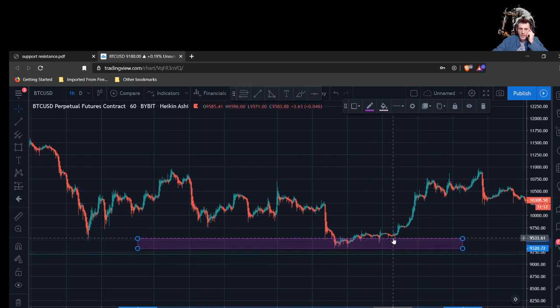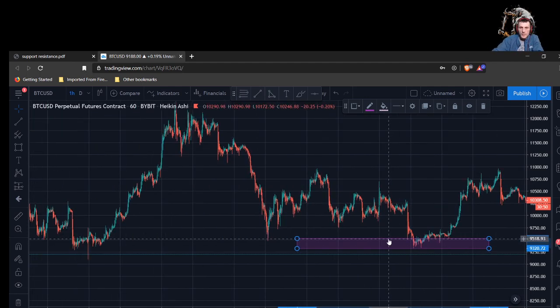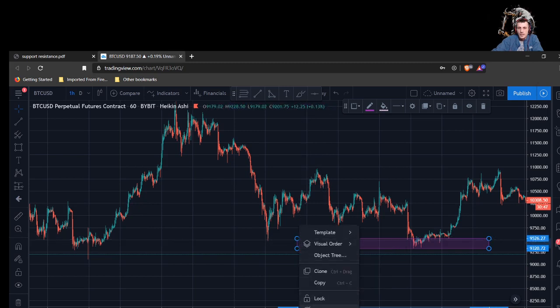So you could have a buy here at the 9,500 area. You could have another buy down here at the 9,400 area, and you could put your stop loss right below your box. That will help a little bit with the stop hunts. It's not going to stop them all the way, but it does help a little bit. And same with your resistance, you can do the same thing.